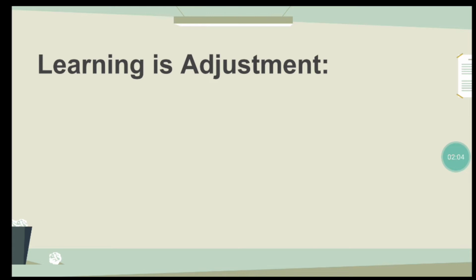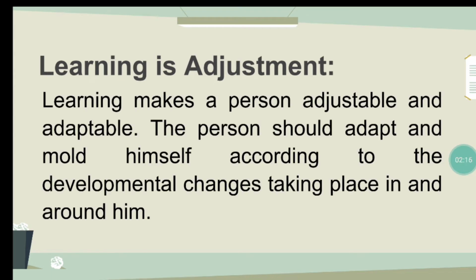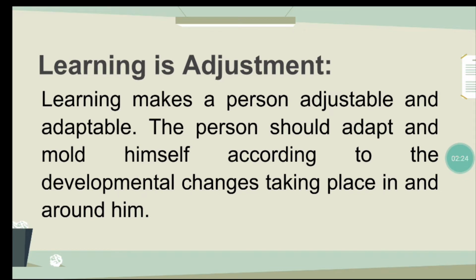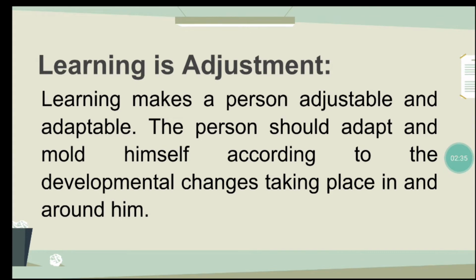Learning is adjustment. Learning makes a person adjustable and adaptable. The person should adapt and mold himself according to developmental changes taking place in and around him. Learning helps the individual to adjust himself adequately to new situations. Most learning in children consists in modifying, adapting, and developing their original nature. In later life, individuals acquire new forms of behavior.